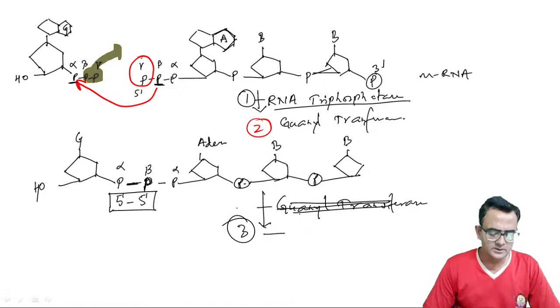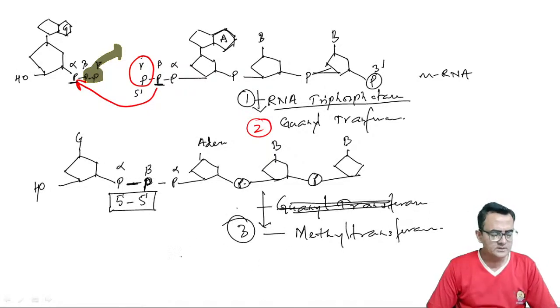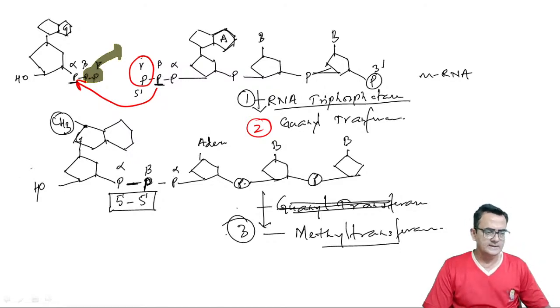Then the third step is carried out by another enzyme called methyl transferase. Methyl transferase transfers a methyl group onto the third position of the guanine residue. If you sketch the complete structure of the guanine here, it would be like that. This is the third position, so here one methyl group, CH3, has been transferred. This step is carried out by methyl transferase, and finally this is called capped mRNA.